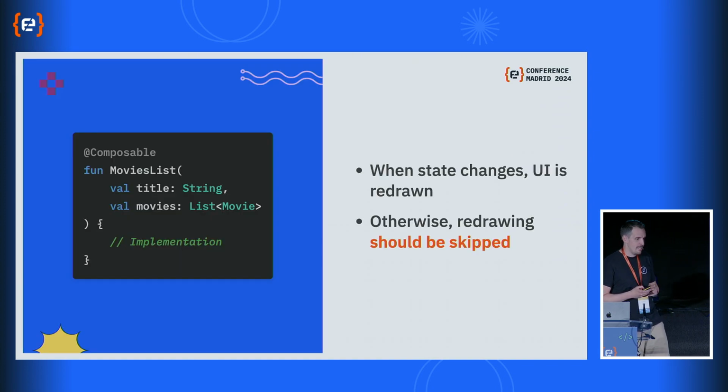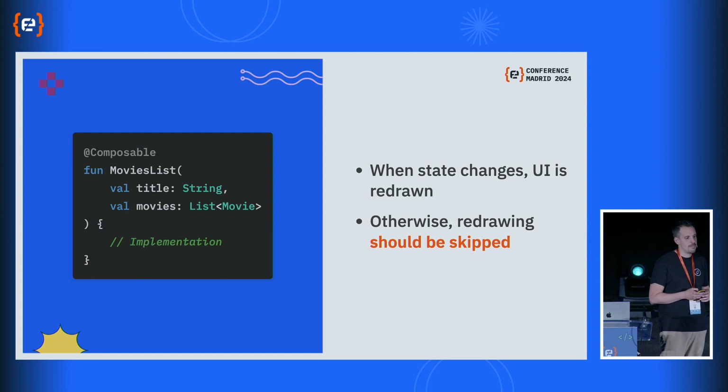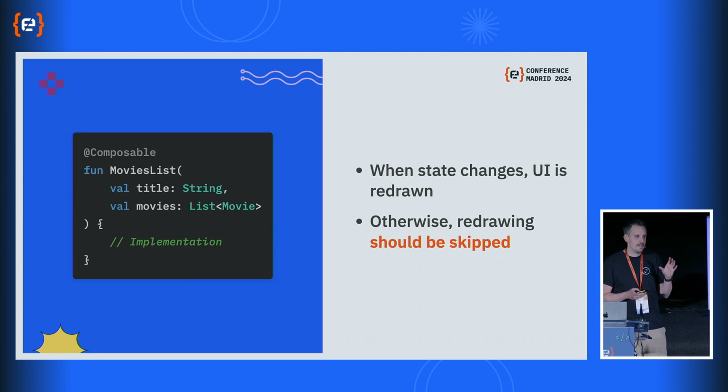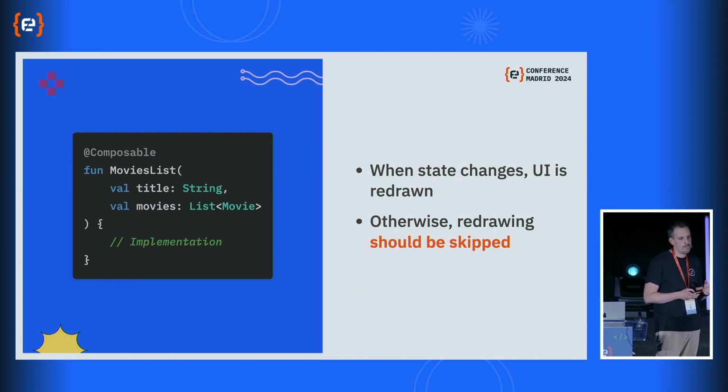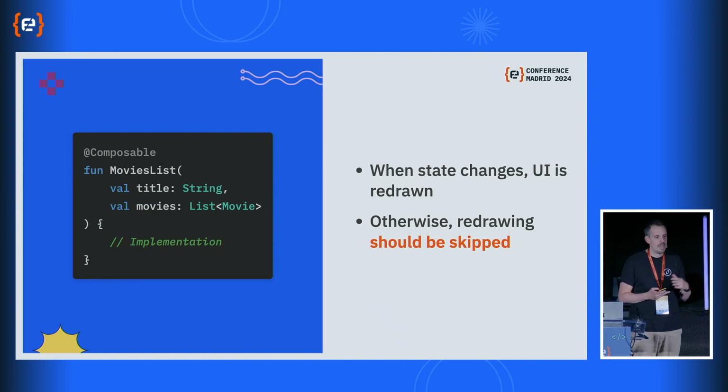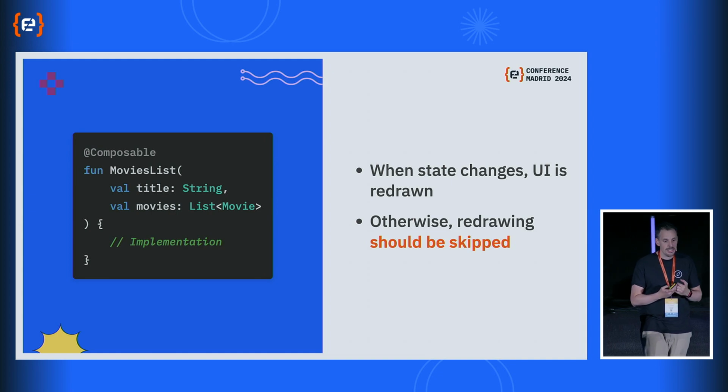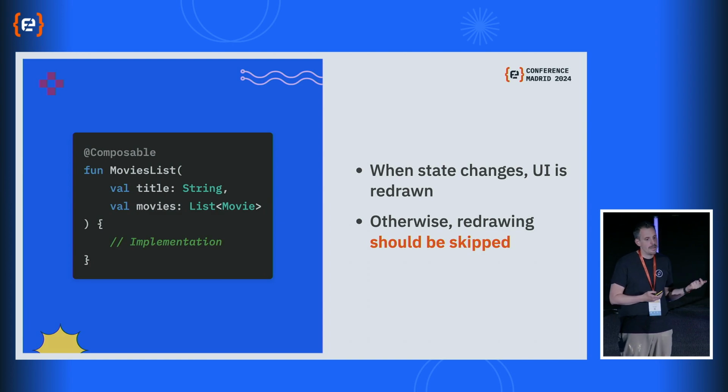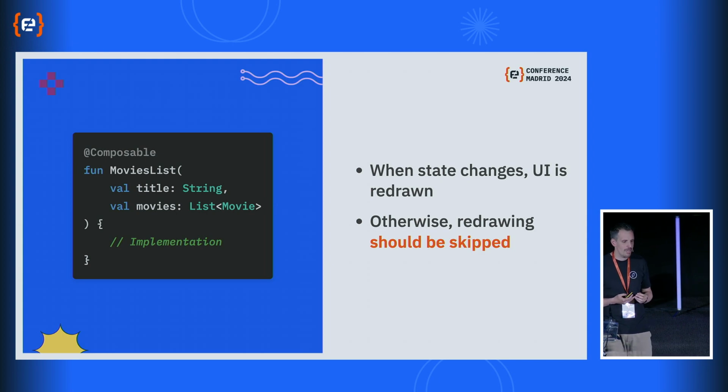The thing is that, for instance, this is a simple composable that is representing a list of movies called movies list, which is receiving a title and a list of movies. What we want in compose is that when the state changes, namely the title or the movies change, the UI is redrawn, but otherwise, redrawing should be skipped. And skipping is an important word to keep in mind for what we are going to talk about later.